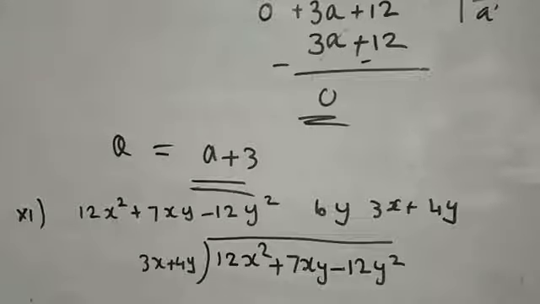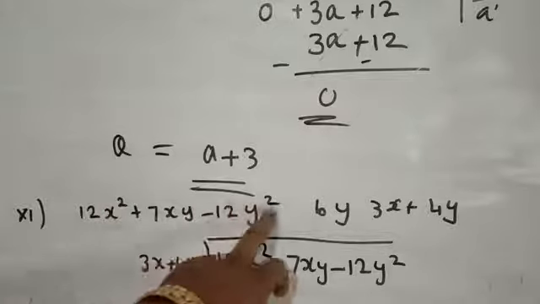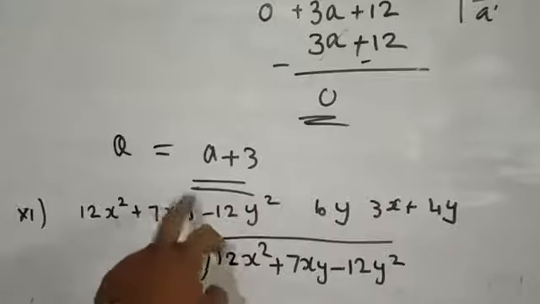See, 11th question. 12x square plus 7xy minus 12y square divided by 3x plus 4y. Okay, 12x square plus 7xy minus 12y square divided by 3x plus 4y. So here 12x square, here degree 2, here also degree 2. This is also degree 2, you know.